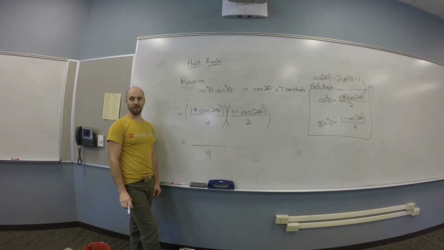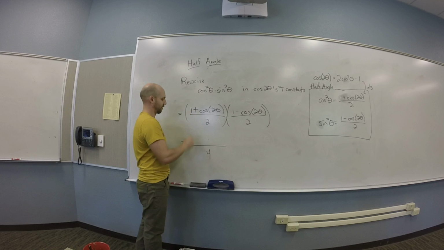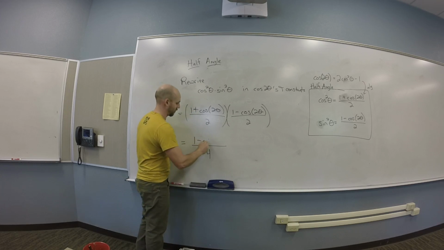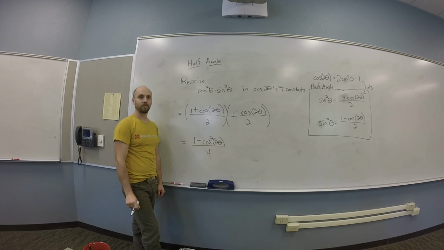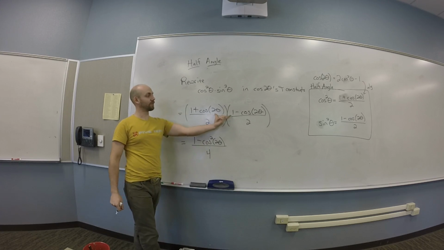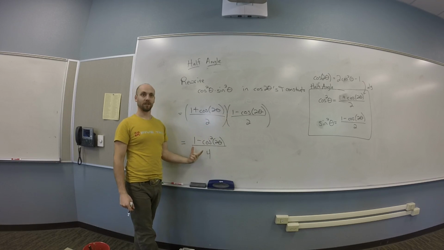And then don't you have to FOIL the top? There you go. If you FOIL the top, 1 plus cosine 2 theta minus cosine 2 theta minus cosine squared 2 theta. And then the cosine terms cancel, right? Because this thing looks like a difference of squares. You guys all see that? So you get to this guy.